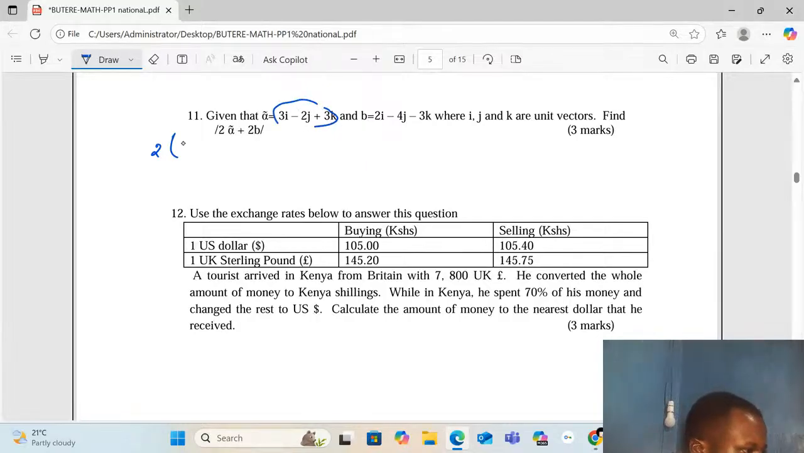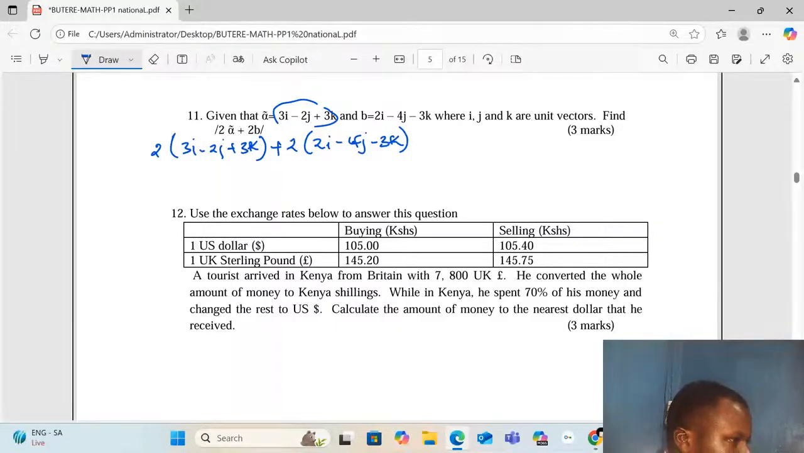A is 3i minus 2j plus 3k. That is 2a. Then plus 2b. What is our b? B is 2i minus 4j minus 3k. So that is our b.